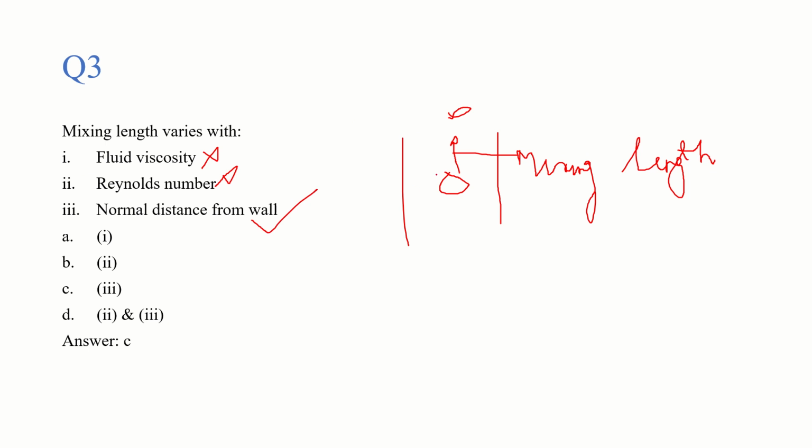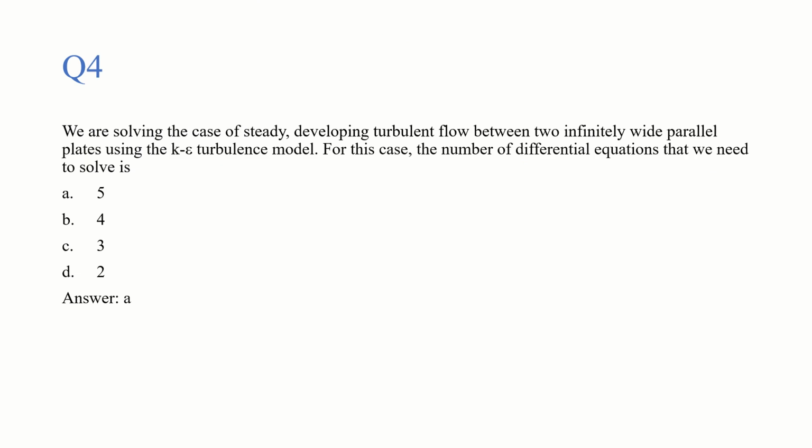The distance from the wall affects how much distance the particle moves before it gets blended with the surroundings. Therefore, only the normal distance from the wall comes into the picture. So the answer to this is option C, or option 3. Now we'll move on to question 4.